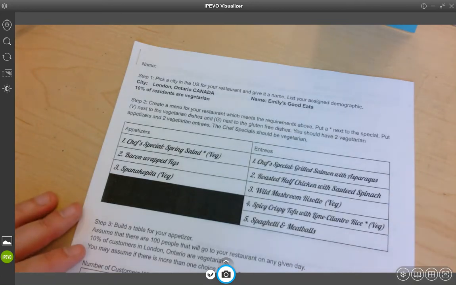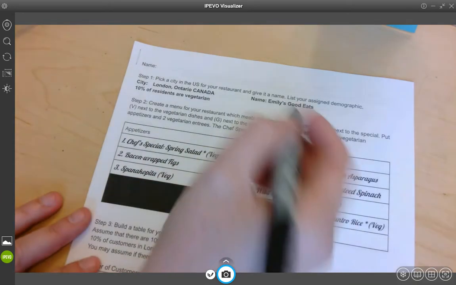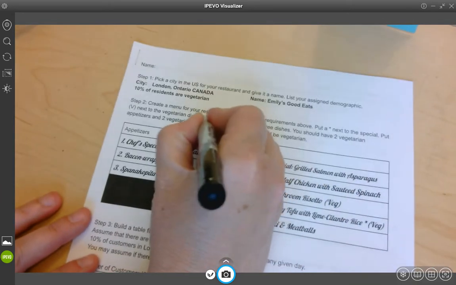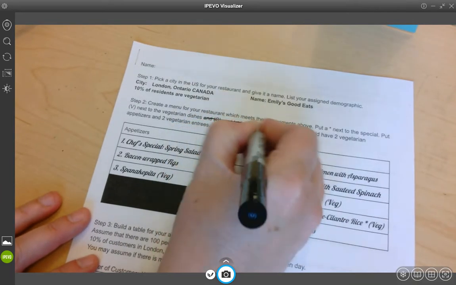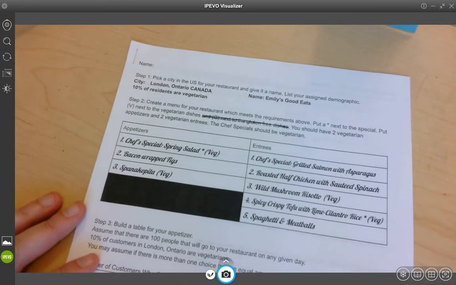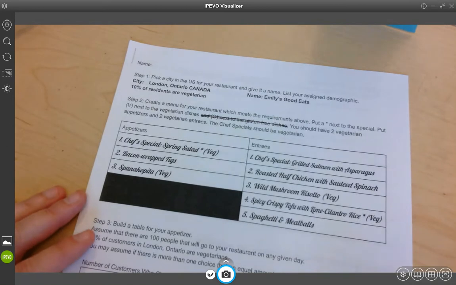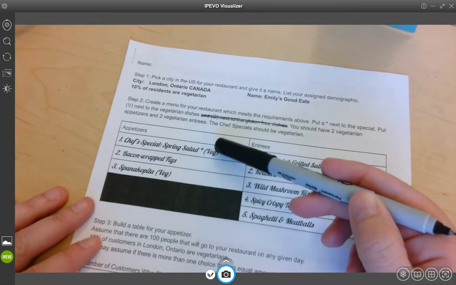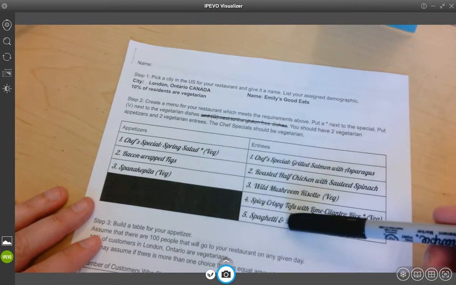On your copy, but not on everybody's copy, it says something about gluten-free dishes. I changed the assignment. I took out the gluten-free, so you can cross that out there if you see the gluten-free right there. So we have our menu with 3 appetizers and 5 entrees.